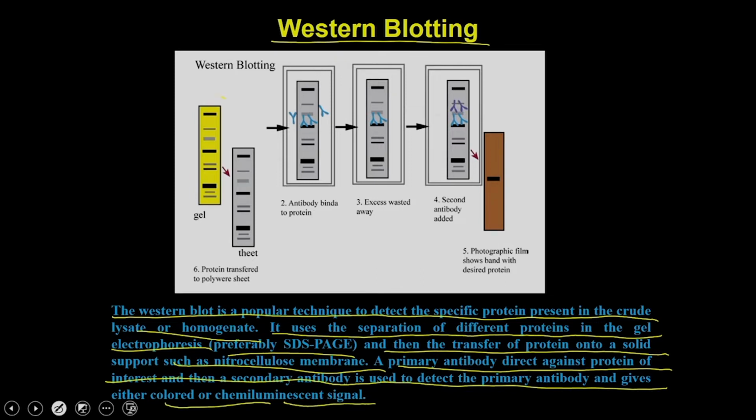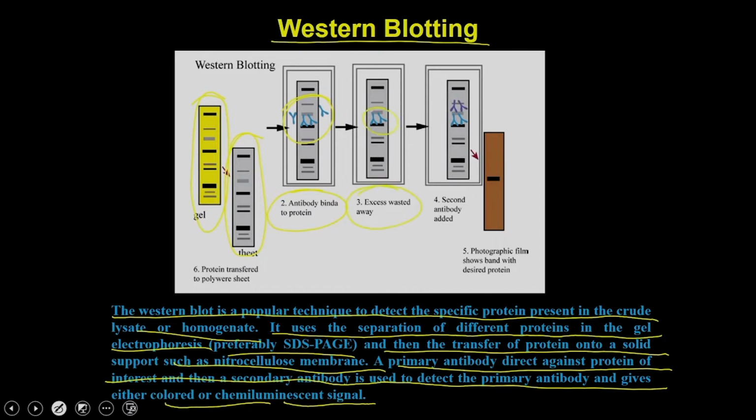The secondary antibody gives either a color or a chemiluminescent substrate signal. So, you have the proteins present on the SDS gel that you transfer onto the nitrocellulose membrane, then you add the primary antibodies. The primary antibody will go and bind to its target antigens, and then you remove the unbound antibody with washing steps.